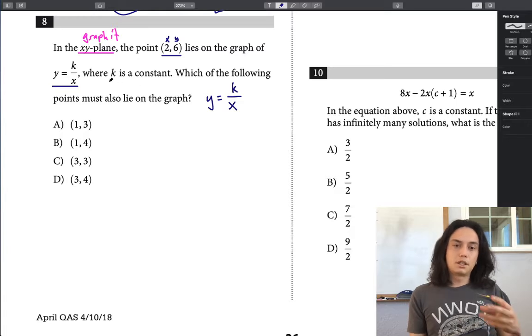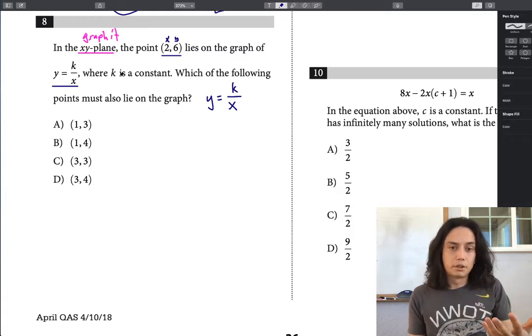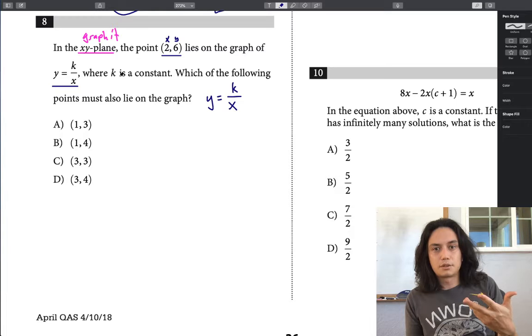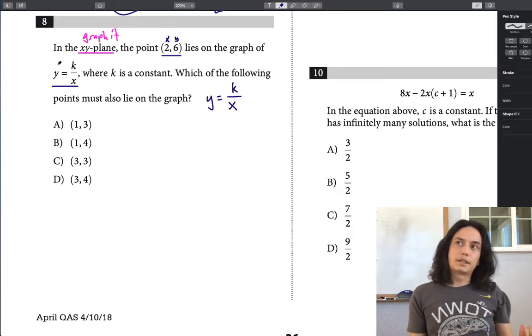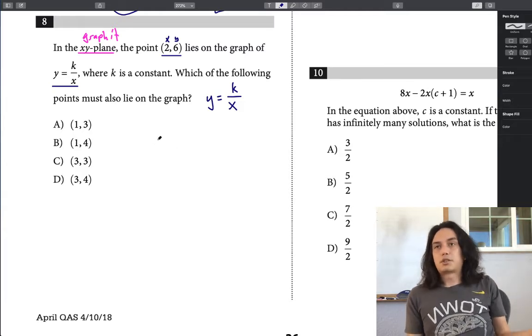K is a constant. What constant means is that k is just a number. If we figure out what number that is, it'll just stay that number. It doesn't change depending on what you're plugging into it, like x and y do. So we're just going to solve for k.